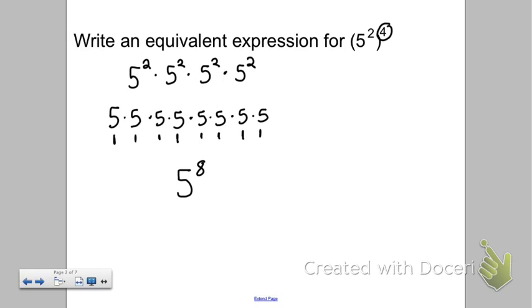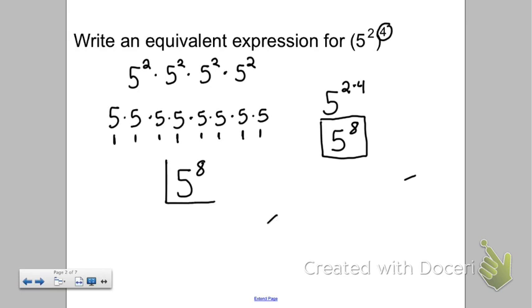An easier way to recognize this is if you have an exponent raised to another exponent, you can just multiply the exponents. So this becomes 5 to the 2 times 4. And 2 times 4 is 8. So I end up with 5 raised to the 8th power.